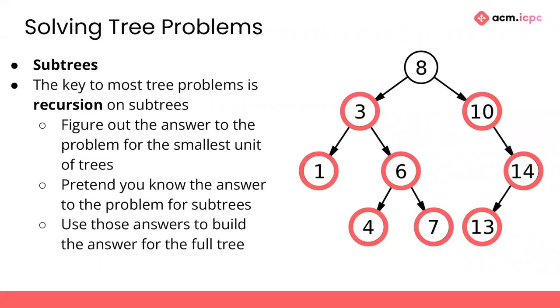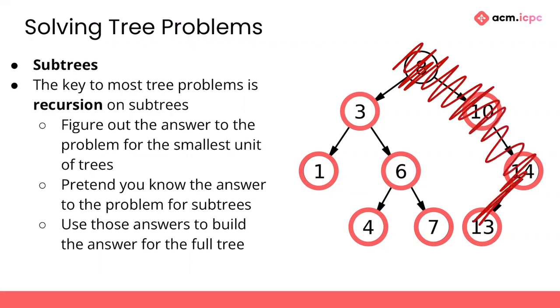Now, what I want to do is kind of allude to how trees are defined by doing something interesting. You notice that in this case, 8 is pointing to 3 on its left, and it's pointing to 10 on its right. So let's just focus on that left branch for a sec. So let's cross out everything here. We don't care about the right branch right now. What do you guys notice about this?